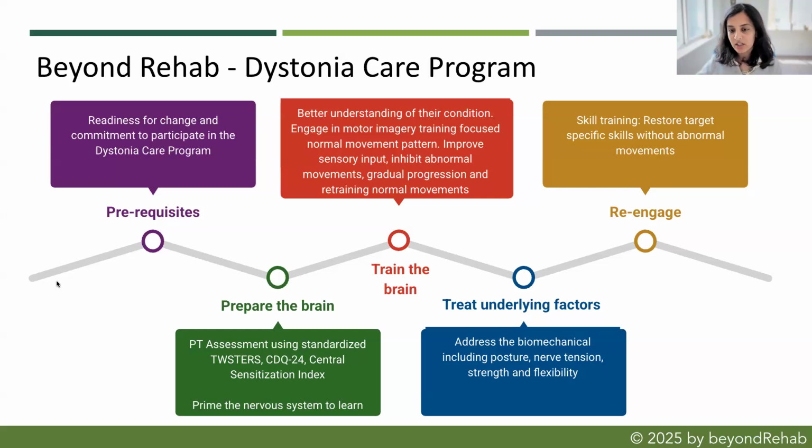Towards the end phase, we also start looking into treating underlying factors, including changes in nerve tension, strength, and flexibility. And at the end, it's more focused on returning to community activity and restoring specific skills with minimal abnormal movements.